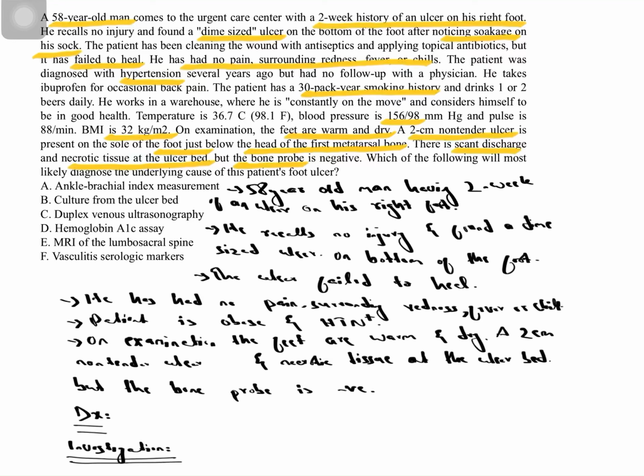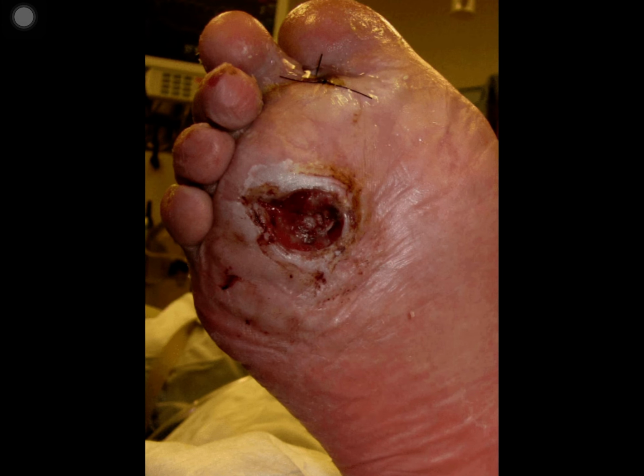Temperature is 36, blood pressure is 156/98, pulse is 88 per minute. BMI is 32 kg/m². On examination, the feet are warm and dry. A 2 centimeter non-tender ulcer is present on the sole of the foot, just below the head of the first metatarsal bone. There is a scant discharge and necrotic tissue at the ulcer bed, but the bone probe is negative. Which of the following is the most likely diagnosis?